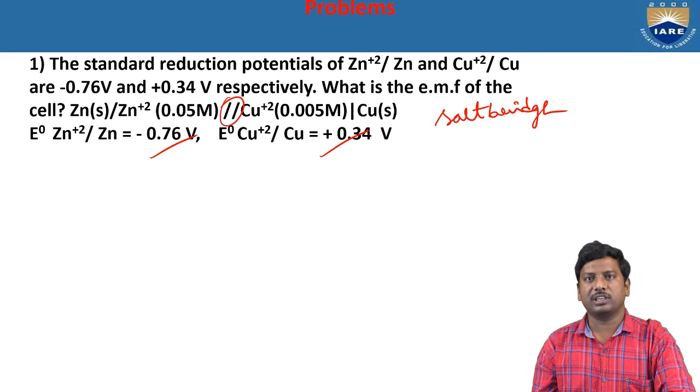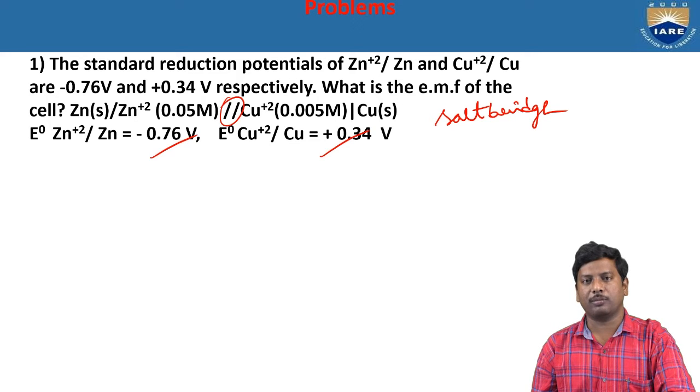Now first of all, what is the EMF of the cell? EMF is nothing but the maximum electrode potential difference that arises when electrons are transferred from one electrode to another, that means from anode to cathode. Anode is always on the left side and cathode is always on the right side. So the maximum potential difference when charge transfer takes place between the two electrodes is the EMF.